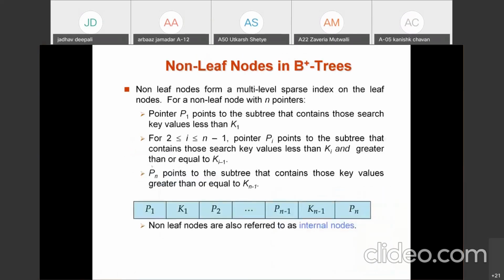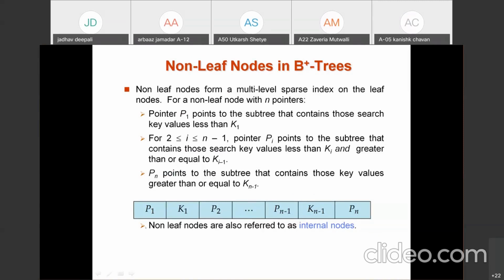For a non-leaf node, the structure is the same. There are n pointers and n minus 1 keys in the non-leaf nodes. Non-leaf nodes are also known as internal nodes. The difference is that the leaf node is a dense index, while the non-leaf node works as a sparse index, meaning only some of the search keys appear in the non-leaf node.